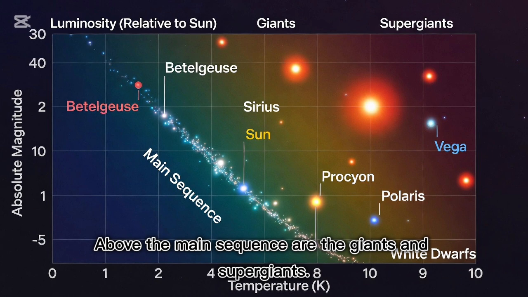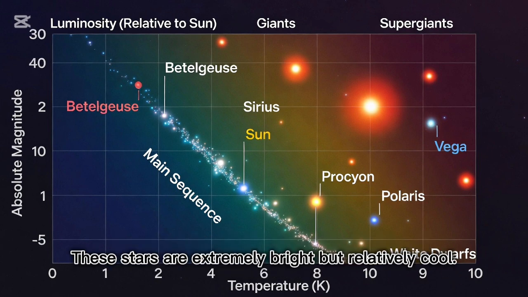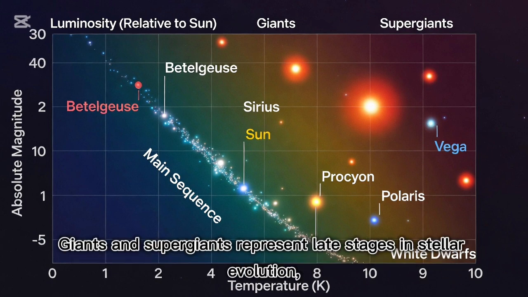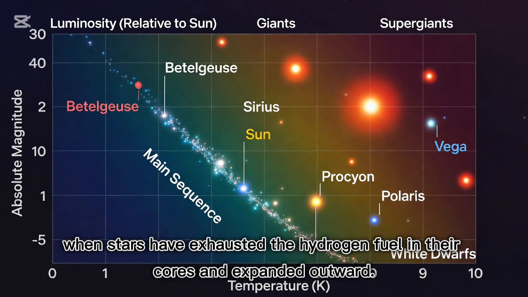Above the main sequence are the Giants and Supergiants. These stars are extremely bright but relatively cool. Their high luminosity is due to their enormous size. Giants and supergiants represent late stages in stellar evolution, when stars have exhausted the hydrogen fuel in their cores and expanded outward.